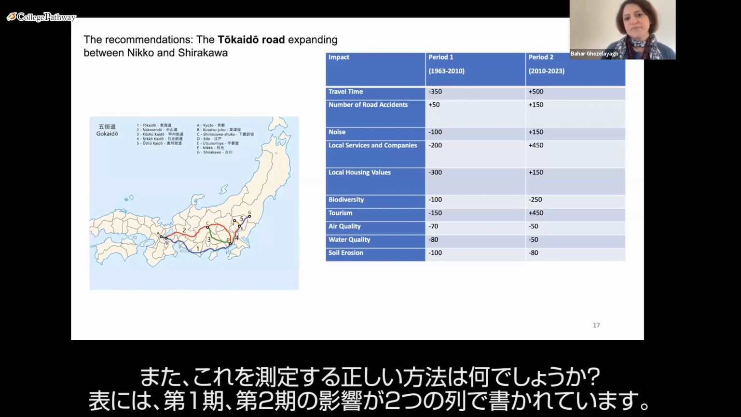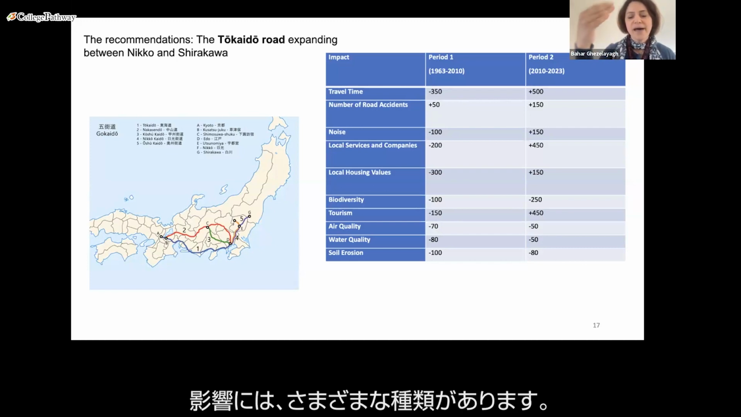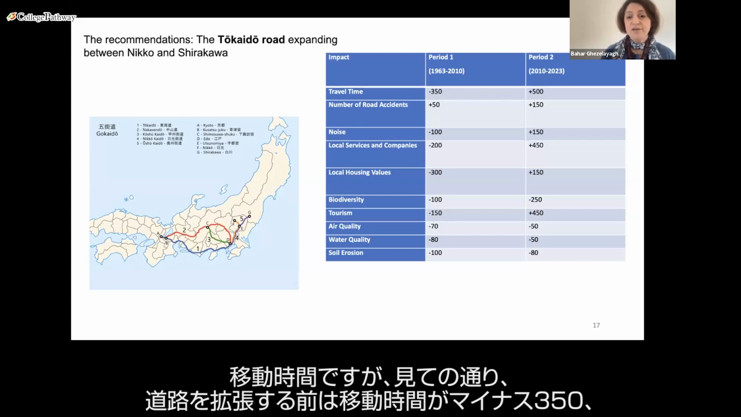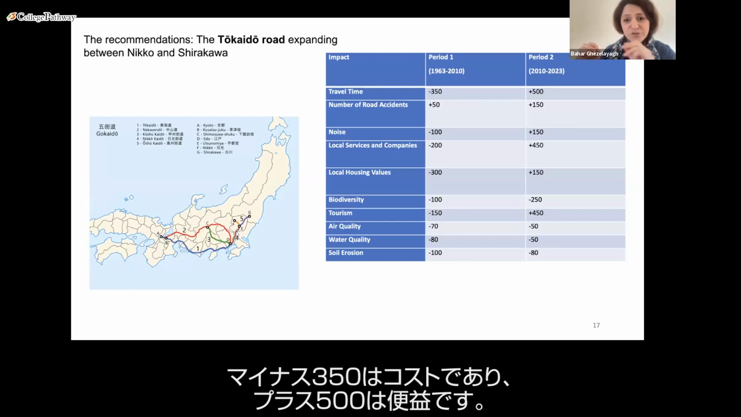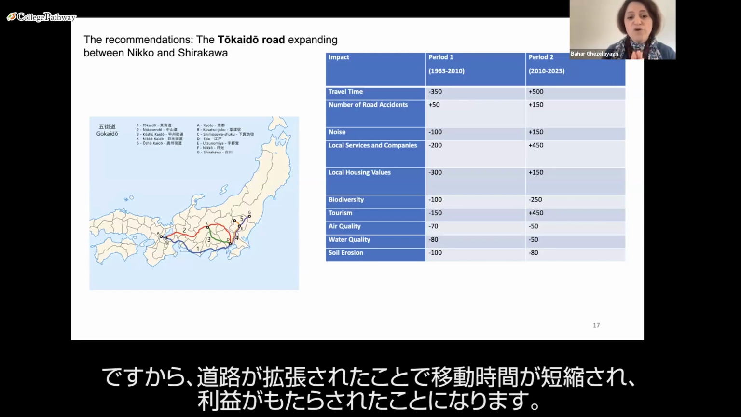There is a table. It's got impact, period 1 and period 2 as the two columns. Under impact, I have given you different categories. There is a travel time. As you can see, before the road is expanded, travel time is minus 350. After the road has been expanded, travel time has gone up, plus 500. So the minus 350 is a cost, whereas plus 500 is a benefit. So when the road has expanded, actually travel time has decreased because it's given us a profit.